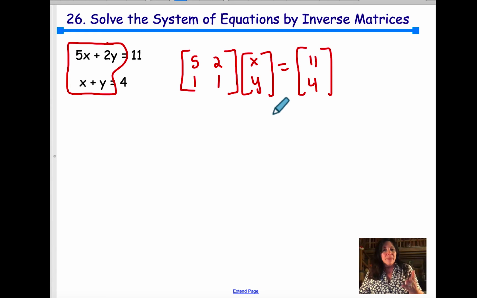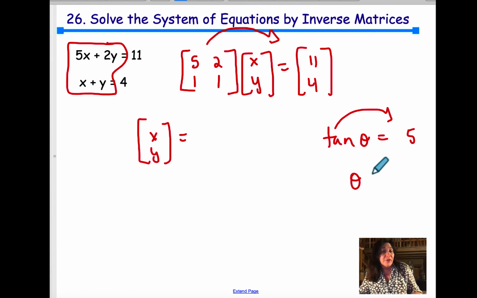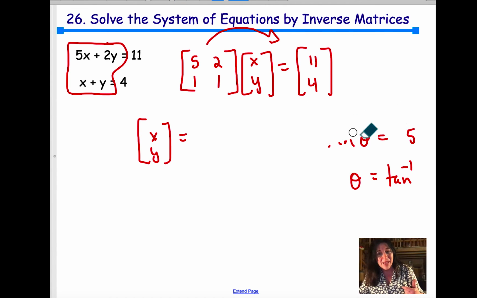Okay. Now, to solve this by inverse matrices, we actually want to isolate. We're trying to solve for X and Y, which means that we want X and Y by itself. All right. So that means that this matrix here, I'm going to move over to the other side. Just like tangent, right? If you had tangent of an angle equals some number, 5, in order to get theta by itself, you move tangent over to the other side. By doing that, that was arctangent. Same thing. That's the inverse. We're doing that same exact thing, okay?